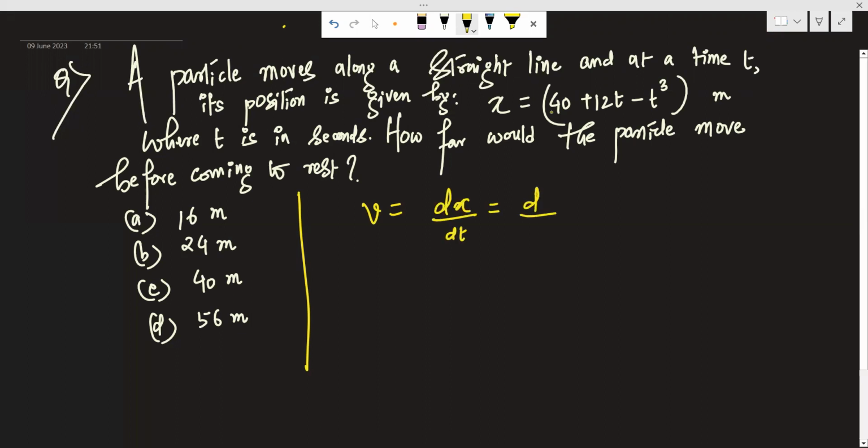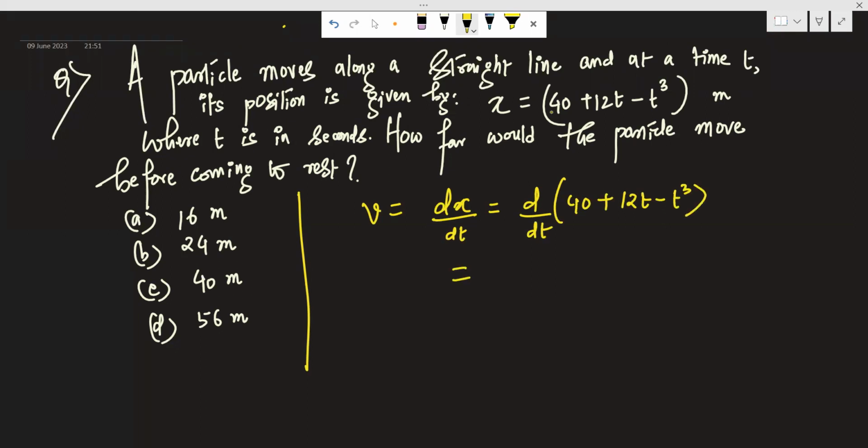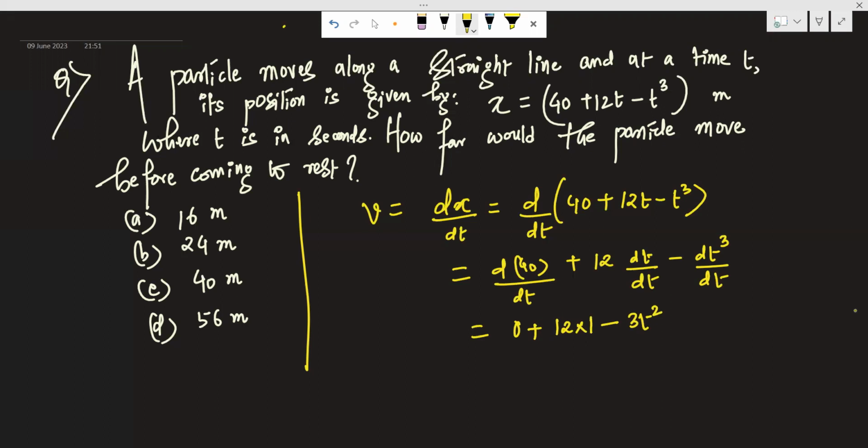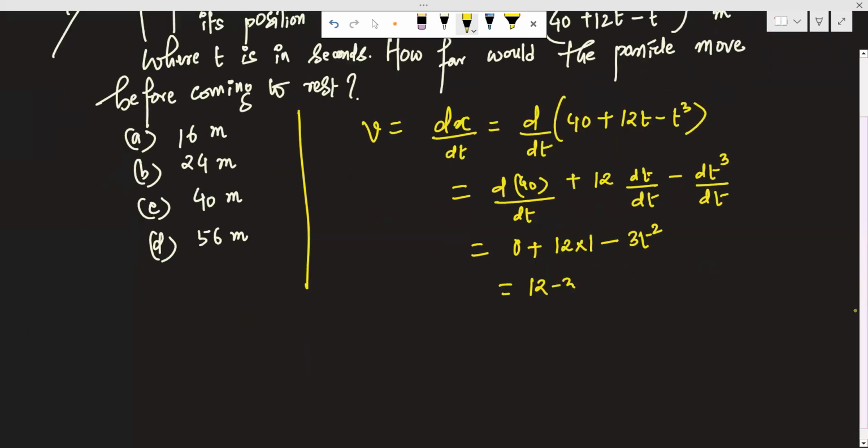Then what will happen? We will get derivative of 40 plus 12t minus t cube, right? So what do we get? Derivative of 40 plus 12 is constant, derivative of t minus derivative of t cube. So derivative of 40 will be how much? 0 because it is constant. 12 into derivative of t is 1. Derivative of t cube is 3t square. So we get 12 minus 3t square.